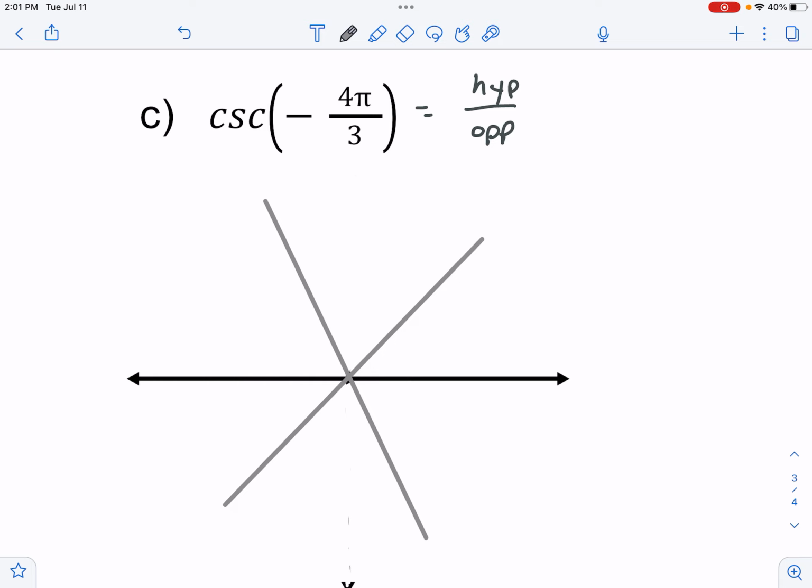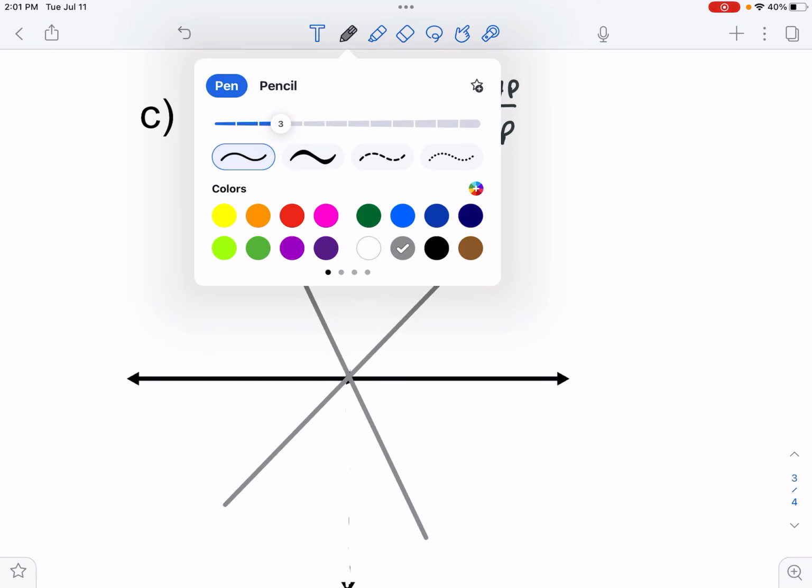I think that might be my best thirds yet. Yeah, sort of. Okay, let's sketch.